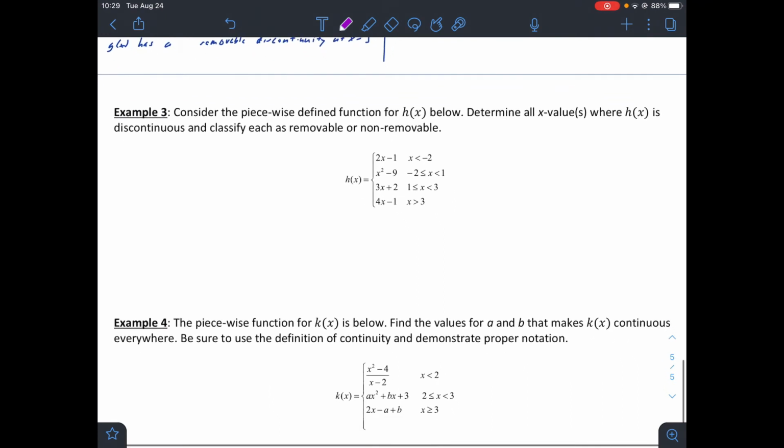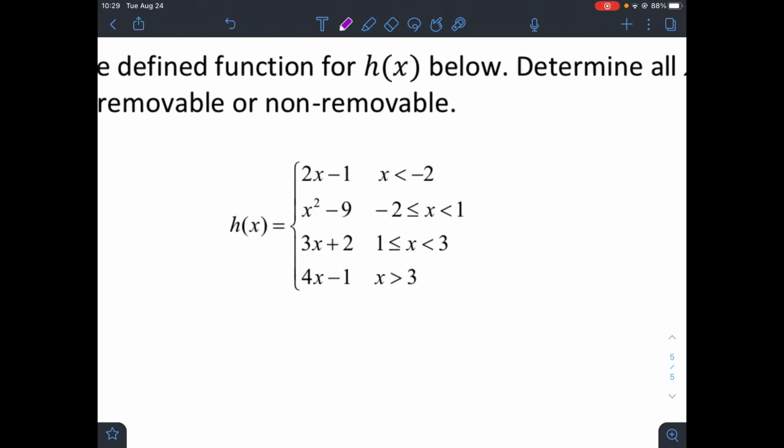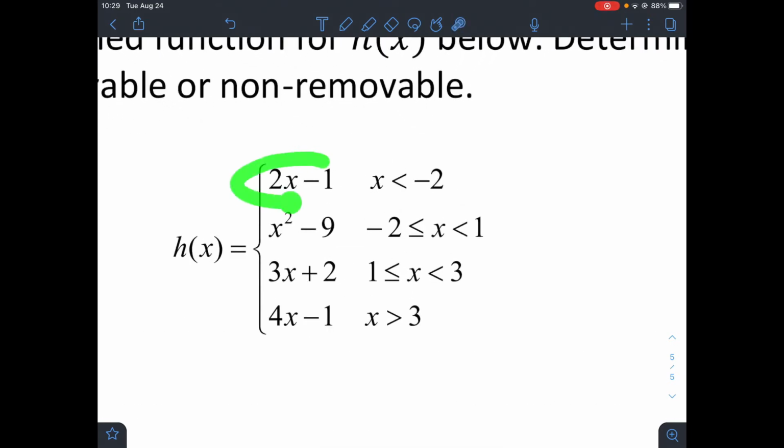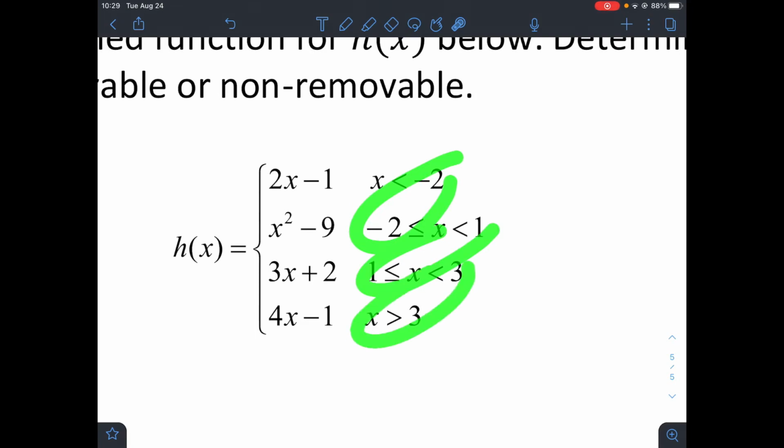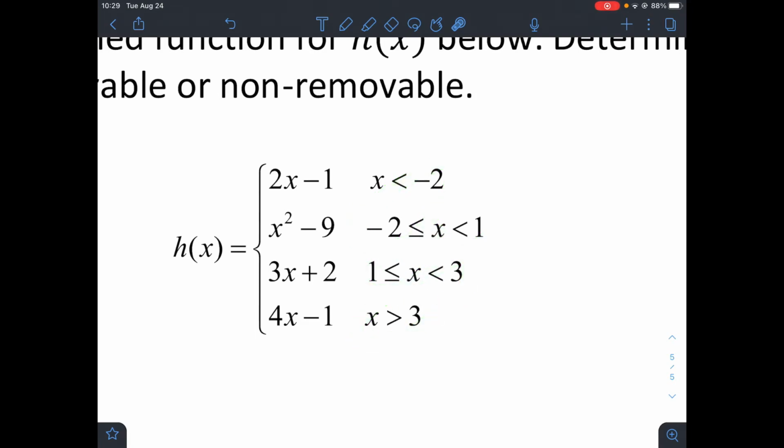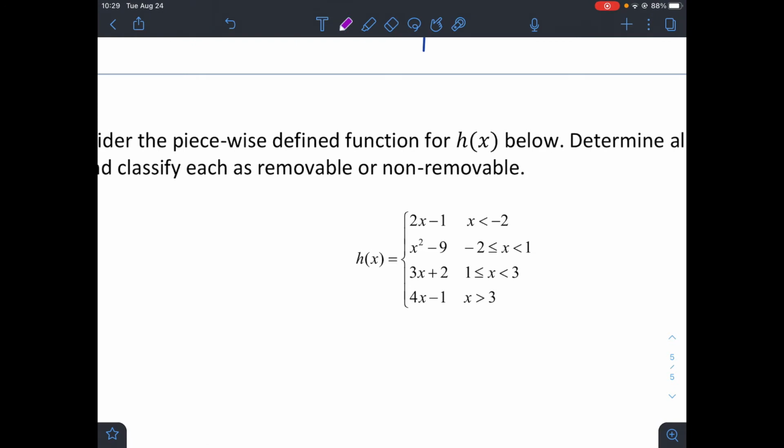All right, example 3, a piecewise function, and we want to know where it is not continuous, or discontinuous. So this is just a line. It'll be continuous everywhere in that interval. This is a parabola. That'll be continuous always. There's no holes or jumps in that parabola. This is a line, always continuous. This is a line, always continuous. So it's going to be continuous everywhere except maybe at these 3 numbers. So we have to check those 3 numbers and see if they fit the criteria for continuity.